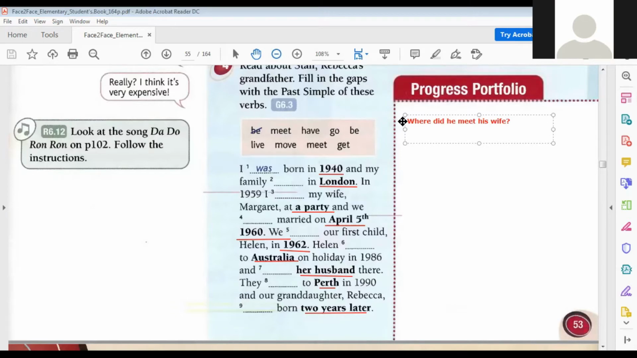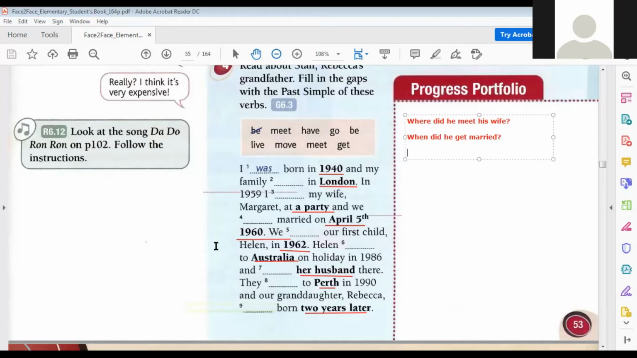Good. Okay, April 5th, 1960. What's the question here? Where did he married? Are you sure it's where? Sorry. When did he married? You forgot a verb. When did he something married? When did he get married? Correct. When did he get married? Nice. Okay.